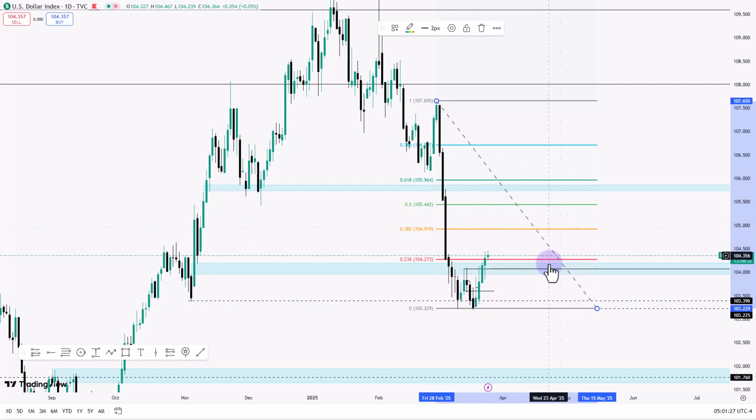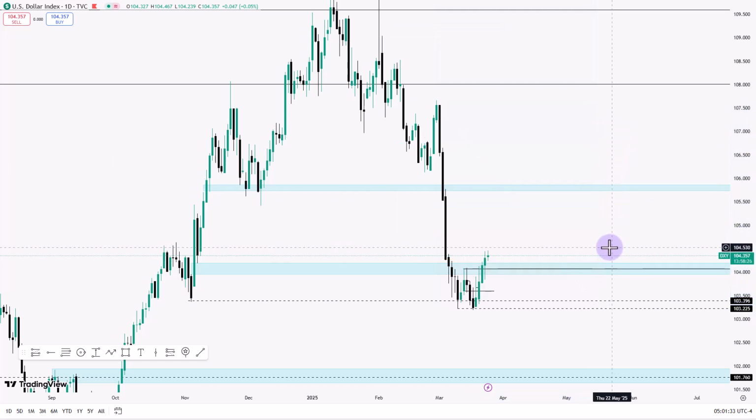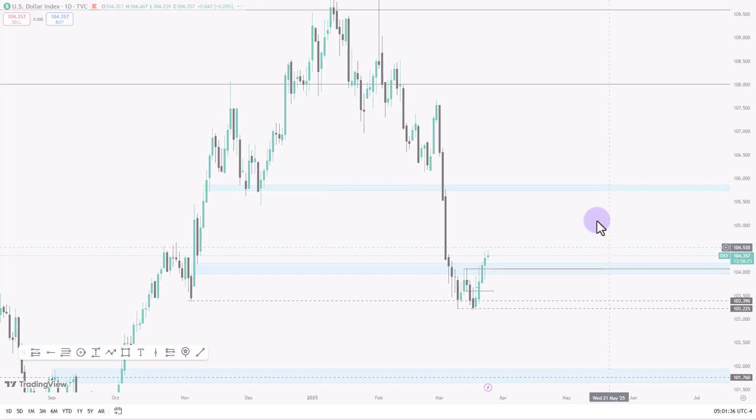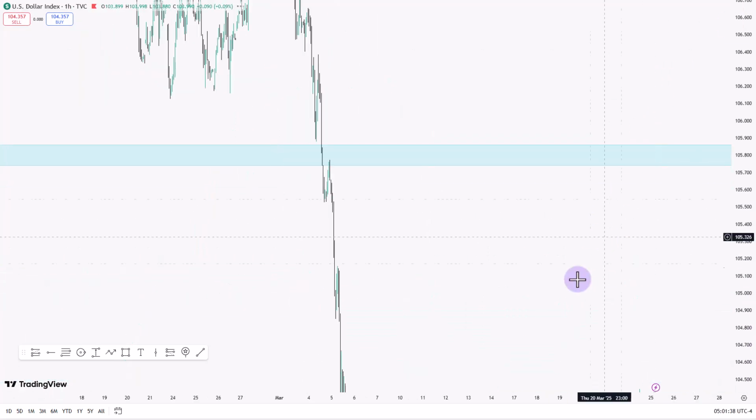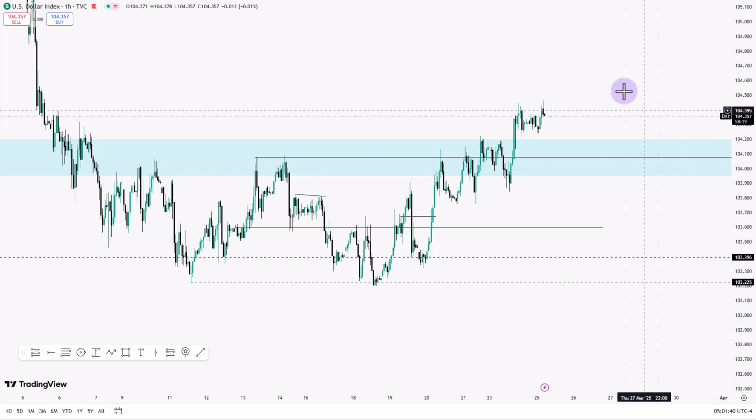So I'll be looking to buy the dollar until it gets into that level, then I'll be looking to sell the dollar the more. This is what I'm looking at on the daily time frame. On the 1 hour, we'll be looking to get more buys on the dollar until we trade into those levels.